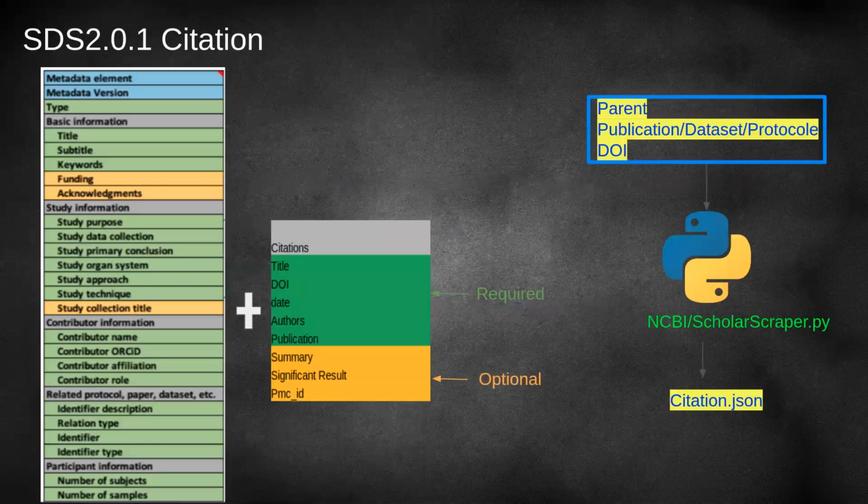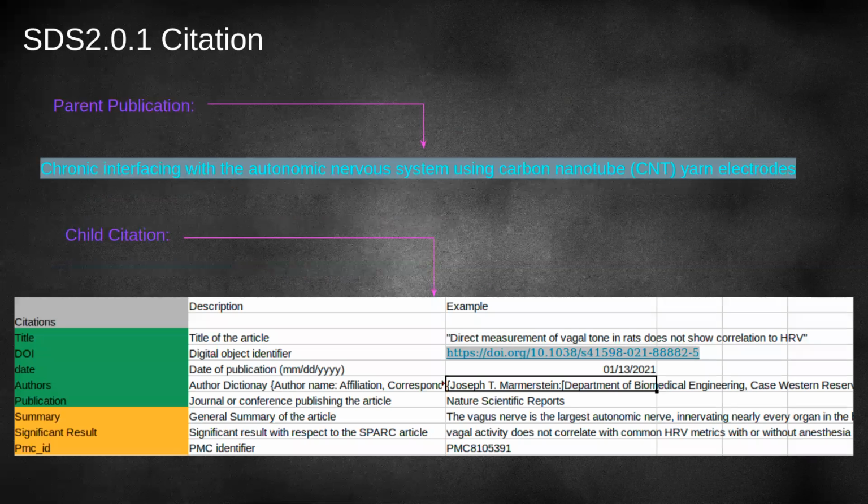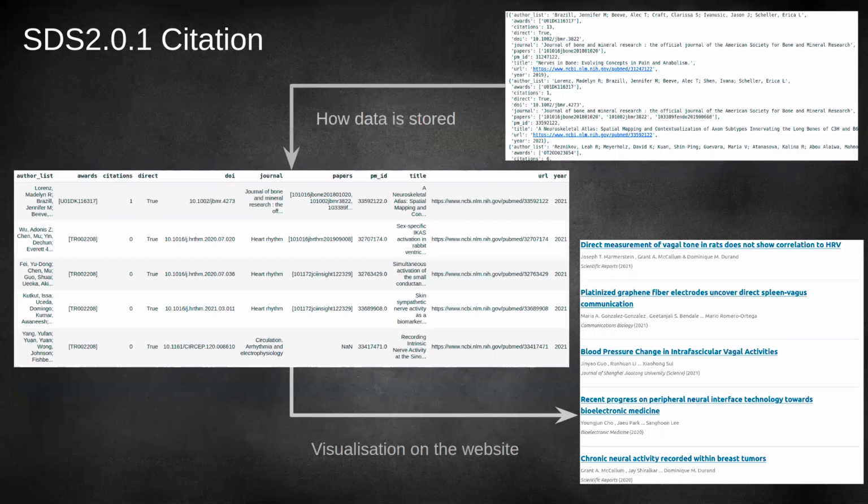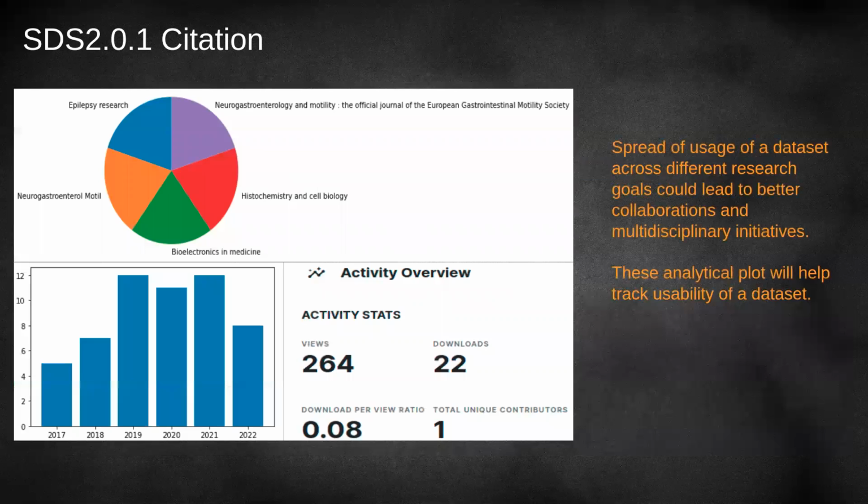For the first component, the citation part, we use an NCBI and a Google Scholar scraper to scrape all the publications that are citing the publication, dataset, and protocol of Spark. And we basically go about using this manifest file. An example of that is present here, where we have a parent publication and the child citation is present in this format. This is how we visualize it, and this is how the data is stored. This can be used to provide multiple analytical solutions like an activity overview, or looking at the different journals where the papers are getting published, also the publications per year.